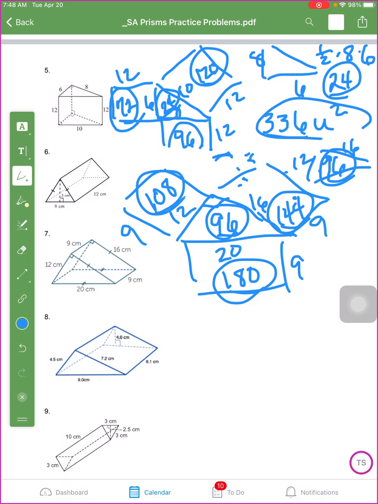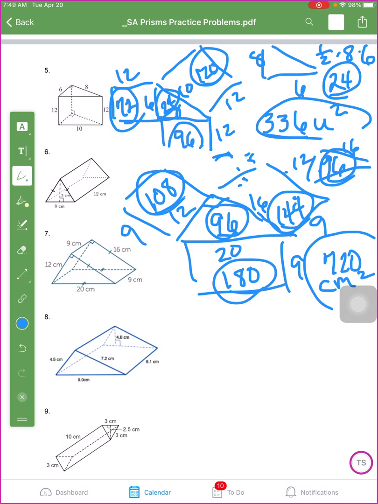So then we're going to add 108 plus 96 plus 180 plus 144 plus, what was the triangle? 96 plus 96. So that gives us a surface area of 720 centimeters squared. So that is our surface area of that prism.